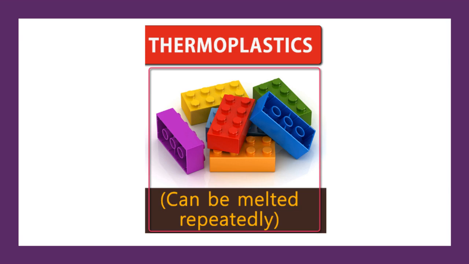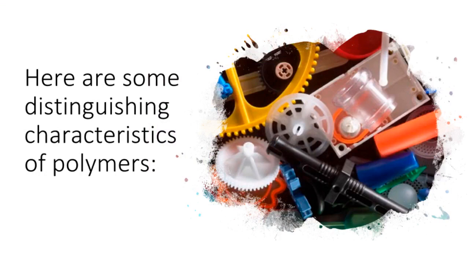Here are some distinguishing characteristics of polymers. They are good electrical insulators. They are relatively low in strength compared to metals or ceramics. They are resistant to chemical attack. Care must be taken when machining polymers to avoid distortion of the workpiece by chuck jaw pressure.